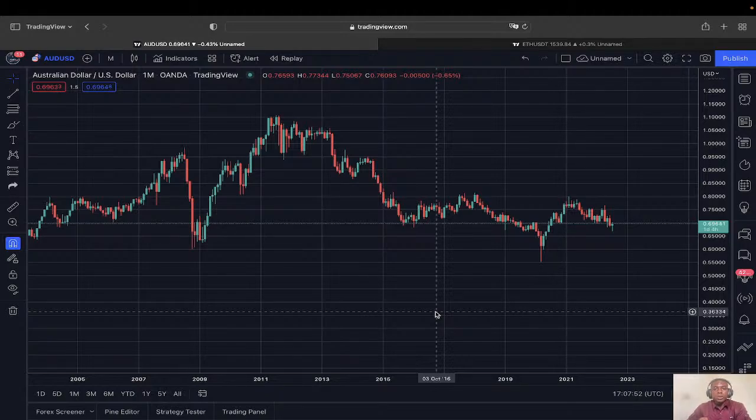So today we'll be looking into some live trade opportunities in the market, and today we'll be looking into the Australian dollar and the US dollar.